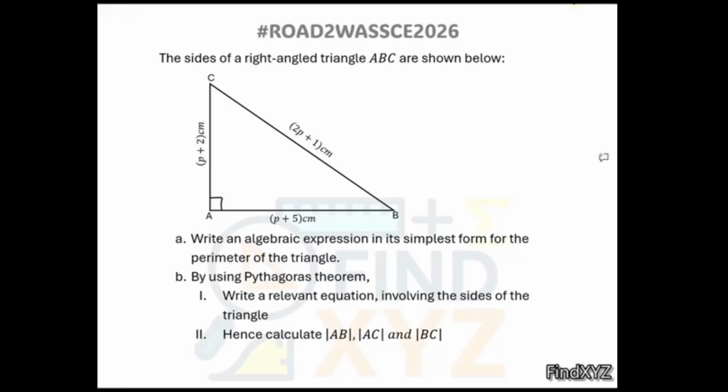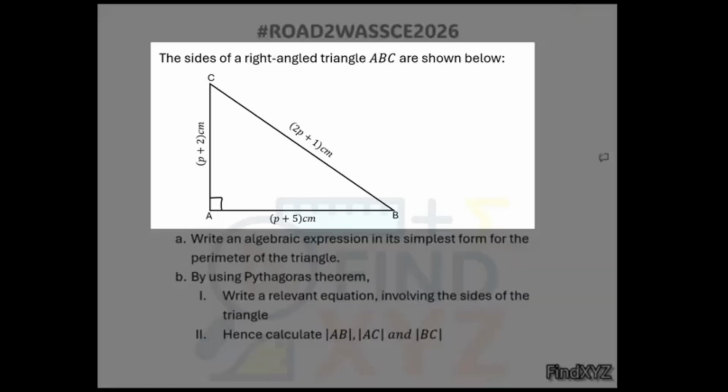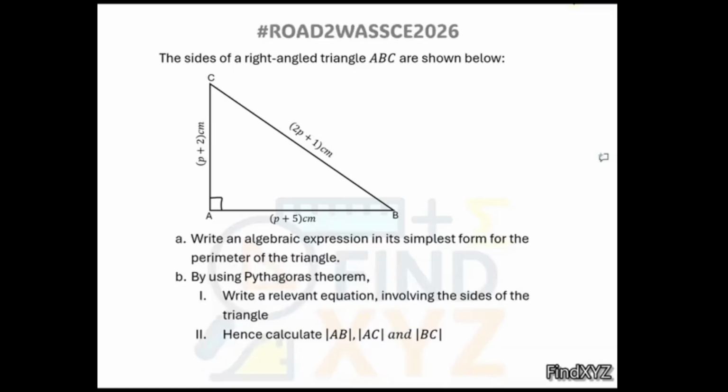Let's try this question. We have been given the sides of a right angle triangle ABC as displayed. We have been tasked to do two things. The first thing is to write an algebraic expression in its simplest form for the perimeter of the given figure, and then to use Pythagoras theorem to write a relevant equation involving the size of the triangle and to calculate for the length of AB, AC, and BC.